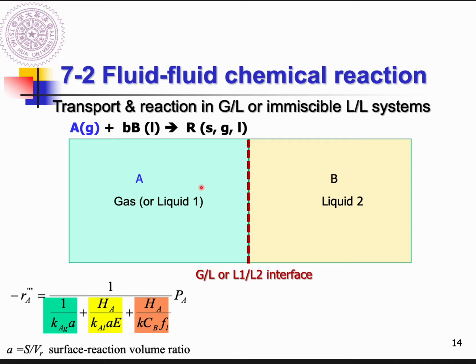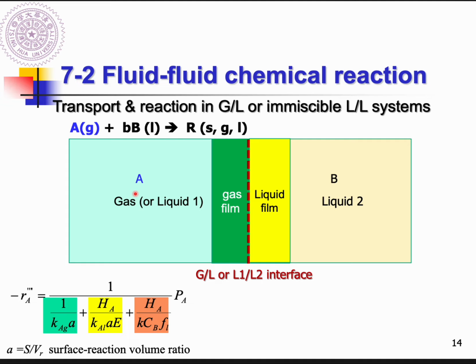Because two different phases are involved, as we mentioned before, as long as you see two different phases, in between it will generate a film layer. Film layer actually just tells you that the molecule is going to diffuse through this film layer. In this film layer, on your left-hand side, close to the gas phase, we call it a gas film. And on your right-hand side, close to the liquid phase, we call it a liquid film.